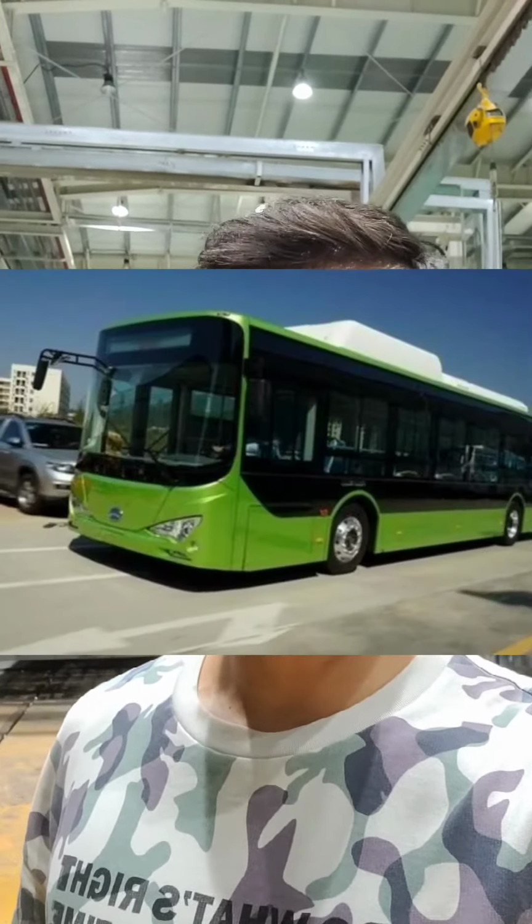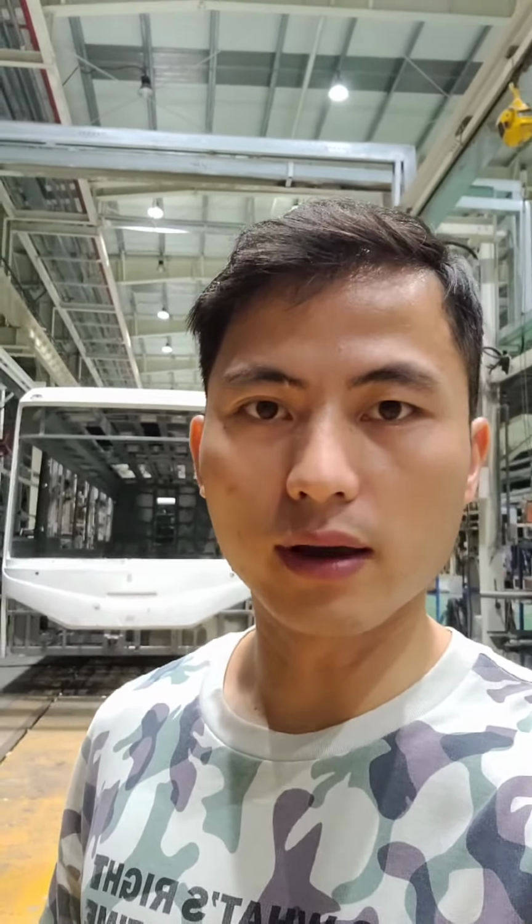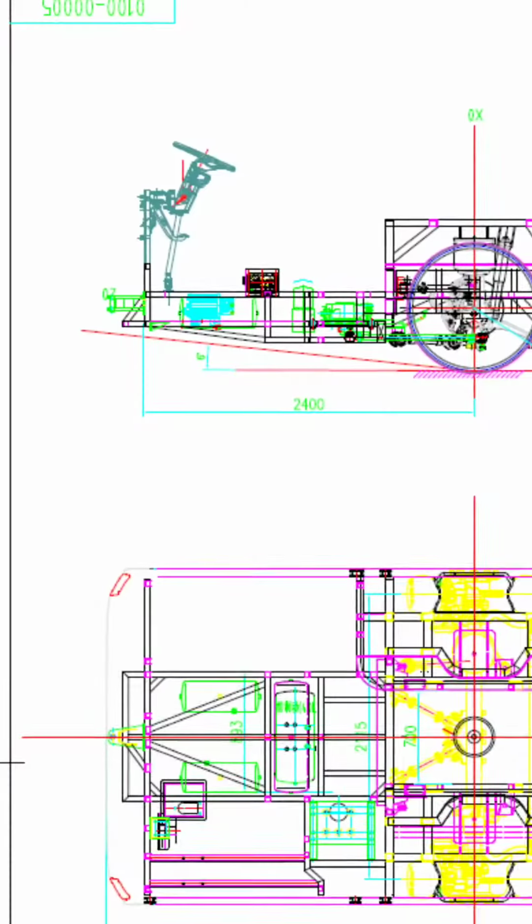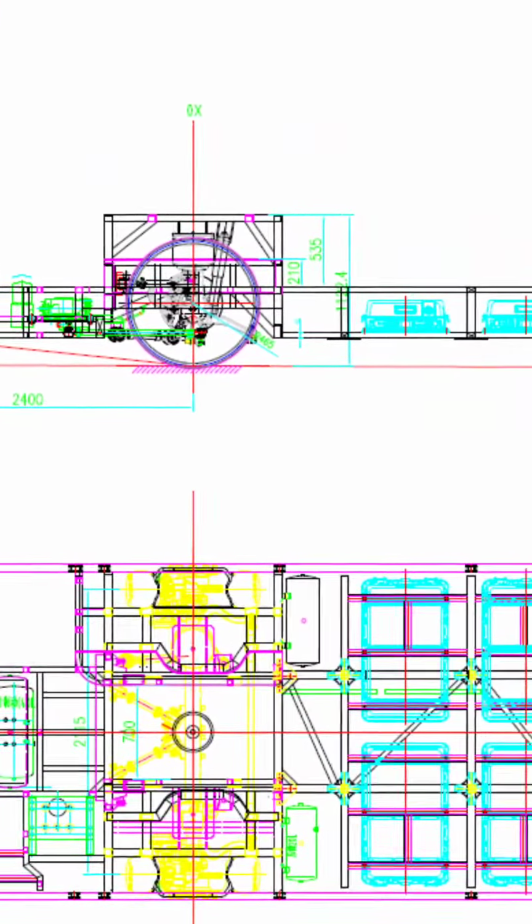The battery does not need to be installed on the roof in most cases. The center of gravity is low, so it is not easy to turn over and is safer. And the design and layout is easier than the low floor or low entrance.